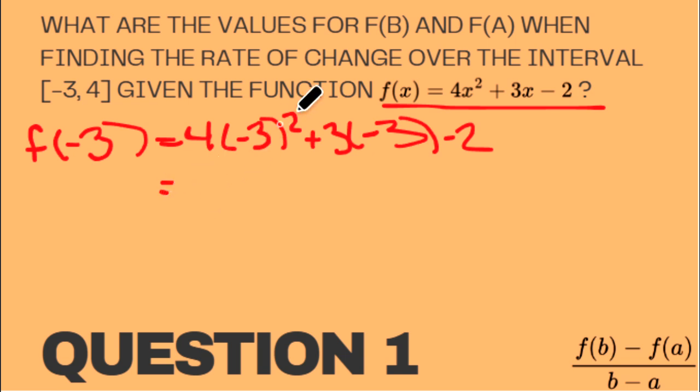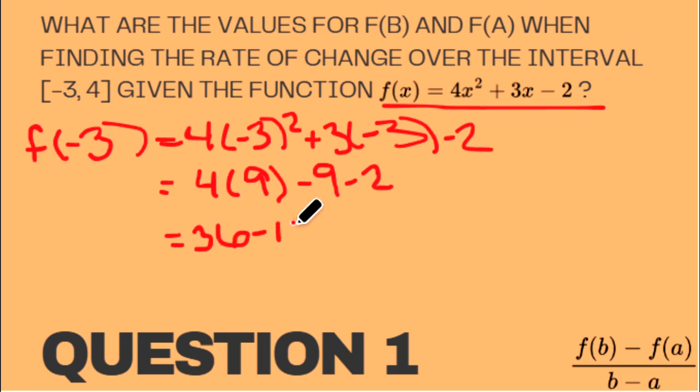That's equal to, let's do the exponents first, -3 times -3 is +9. So we end up with 4 times 9. +3 times -3 is -9 minus 2. Continue simplifying. 4 times 9 is 36. -9 and -2 is -11. 36 minus 11 is 25. So our first coordinate point is going to be -3, 25. Write small. We can do this. Oh my gosh, it's legible.